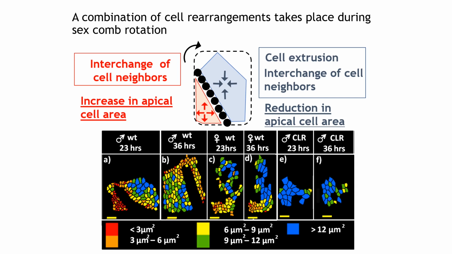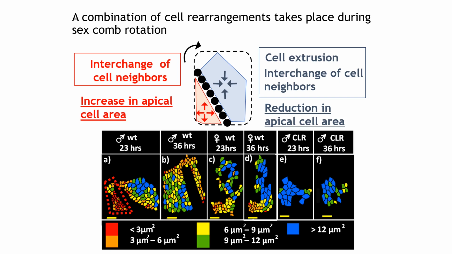And we have in red the cells that are 3 micrometers in area, and the highest number will be higher than 12 micrometers. And here you see this region, the distal region, and in the distal region you see that the cells in the beginning, most of them look red, so they are very tiny, and some orange.